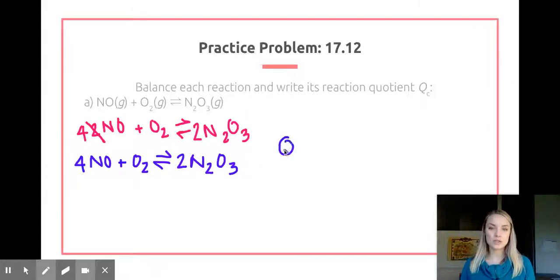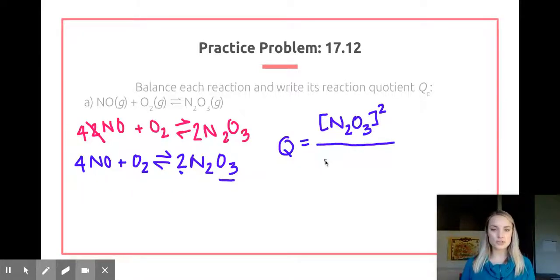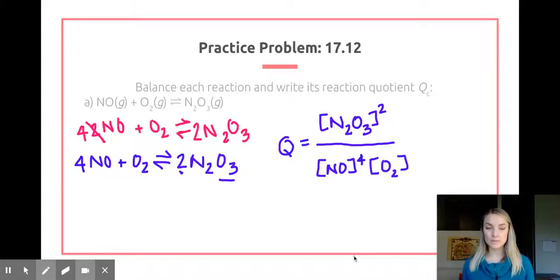So our Q is going to be our products. So N2O3, the concentration of N2O3, raised to the second power because we have a coefficient of 2 right here. And that is divided by concentration of NO raised to the fourth power because we have a coefficient of 4, times concentration of O2. And there you have it, pretty simple.